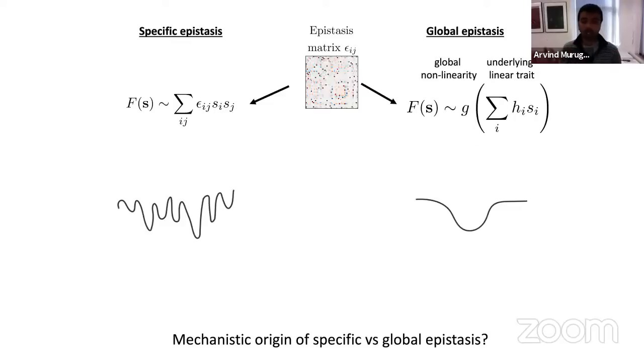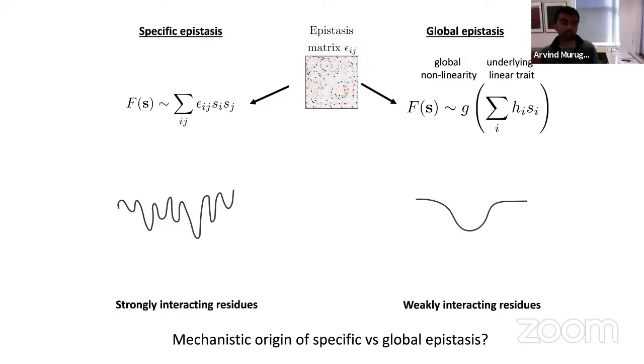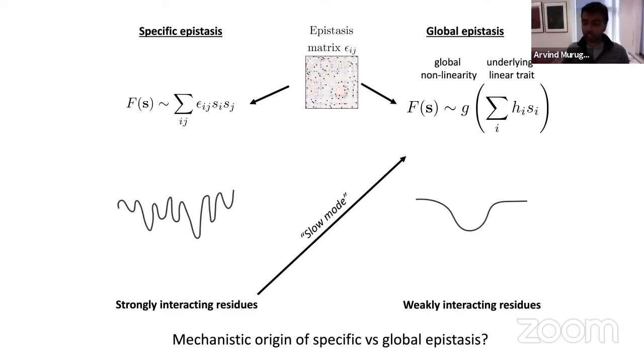And so the broad question we've been interested in is, is there a broad mechanistic origin for the left versus the right? Is there some way from the underlying physics you can predict whether it's left or right? The naive guess is that if the residues of a protein are strongly interacting, you should get a rugged landscape. If they're not interacting, you should get the other side. And essentially the observation we had, which we're now trying to test, is that in fact, there's another generic way in which strongly interacting residues can actually give you very simple epistasis. Essentially, if the strong interactions conspire to give you a mode gap in the physical dynamics.